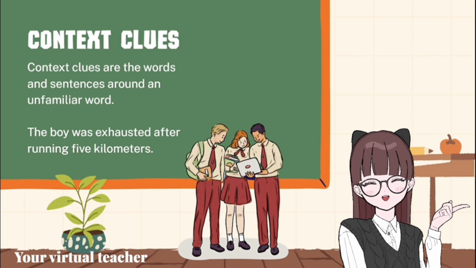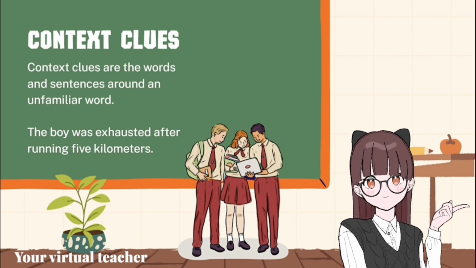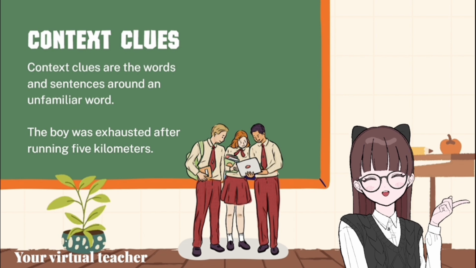Context clues. Context clues are the words and sentences around an unfamiliar word. Look at this example. The boy was exhausted after running 5 kilometers. Maybe you don't know the word exhausted, but the sentence gives a clue. Running 5 kilometers can make someone very tired.